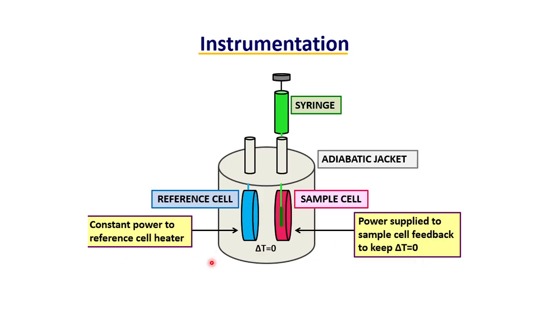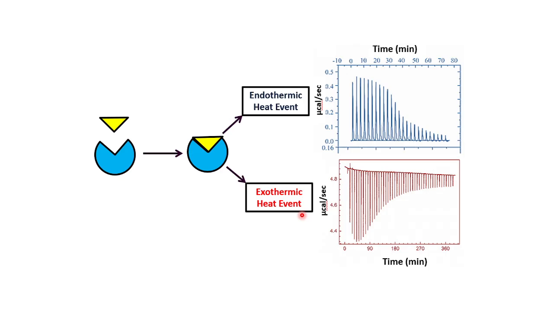So this has a constant power to the reference cell heater, and the sample cell will actually release the energy upon binding. So the power supply to the sample cell feedback is kept at delta T equals 0, such that whenever you are undergoing the titration, whatever heat is generated because of the protein ligand binding is finally detected. So when the detection actually occurs, how does it look like? It looks like this. The curve is like this. So what is this? This is the delta P. This delta P is the exothermic heat event that is occurring.